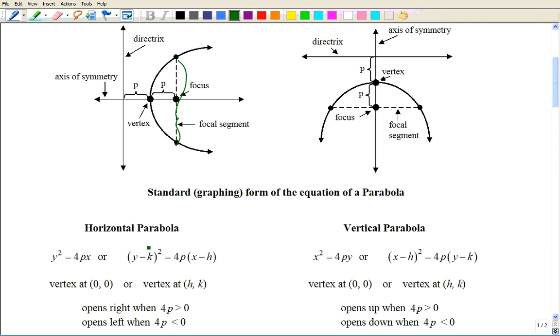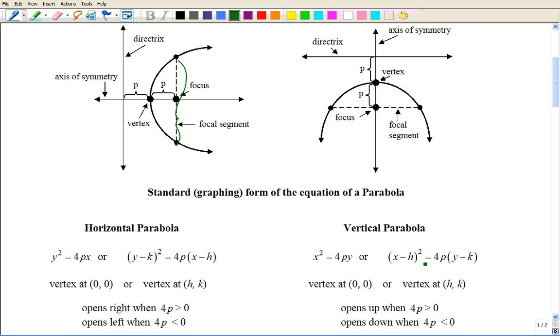For a horizontal parabola, the non-squared term is going to tell us what's horizontal. Since the x is not squared, this is going to be a horizontal parabola. So the y is squared, and then we'll have that 4 times p. Again, that's the distance from the directrix to the vertex and the vertex to the focus.